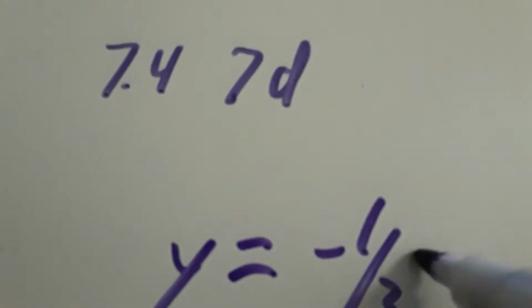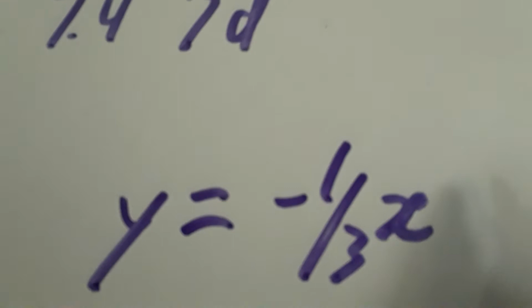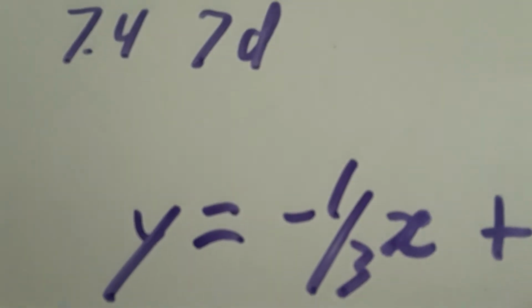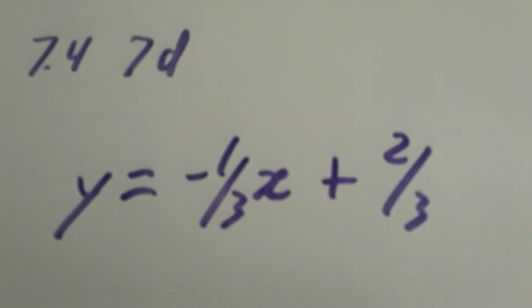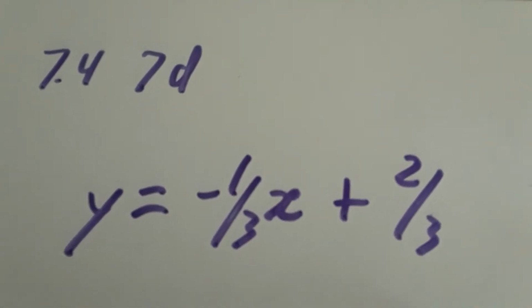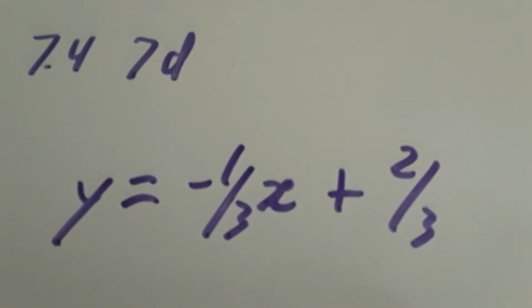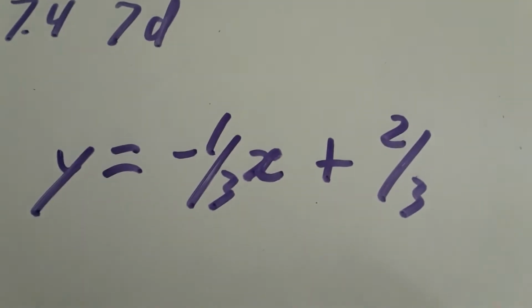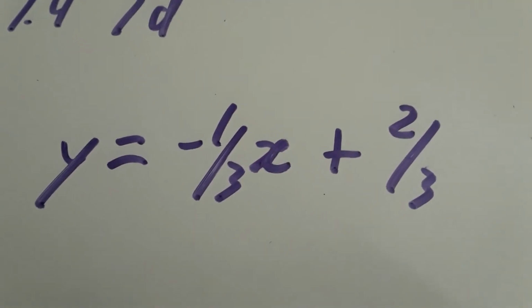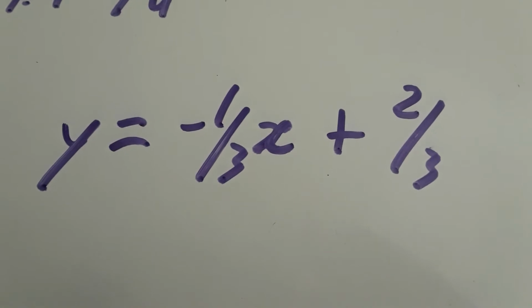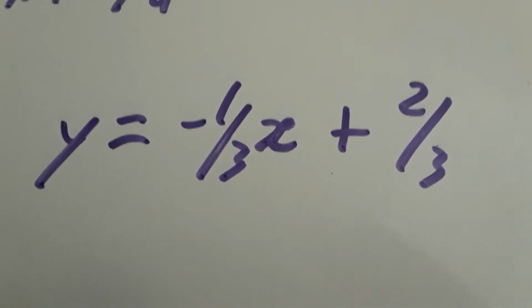So in 7D, we are told the following. First, we're told that the line is perpendicular to this line, y equals negative 1/3 x plus 2/3. You can see that this is in slope-intercept form, where the slope is negative 1/3 x, and the y-intercept is 2/3. We're not interested in that in this case, though, because we're told that the line that we're looking for is perpendicular to this line.